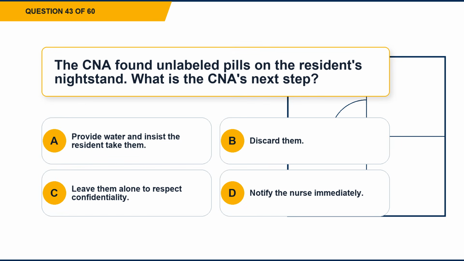Question 43. The CNA found unlabeled pills on the resident's nightstand. What is the CNA's next step? Option A. Provide water and insist the resident take them. Option B. Discard them. Option C. Leave them alone to respect confidentiality. Option D. Notify the nurse immediately.